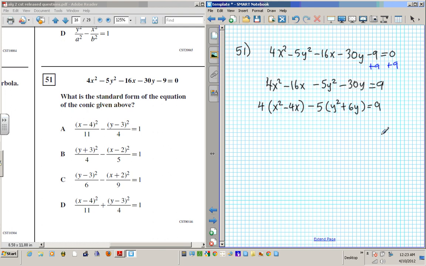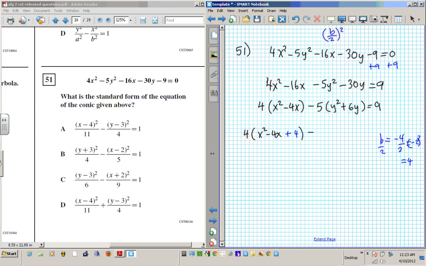Now, if you take a look at this, for the x component, b is negative 4. So what am I going to do with that? I'm going to divide it by 2, and then I'm going to square it. If I square negative 2, I'll get 4. Remember, if you want to complete the square, you always do b over 2 squared, okay? So b for the x is negative 4. You divide it by 2, you get negative 2, and when you square it, you get 4. So for the x's, I'm going to have 4 times x squared minus 4x plus 4. I got this 4 by doing b over 2 squared.